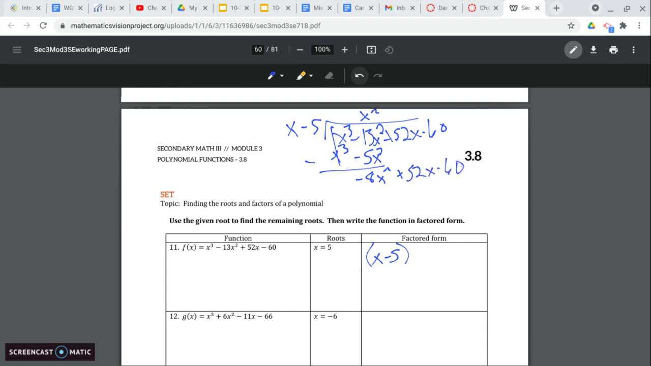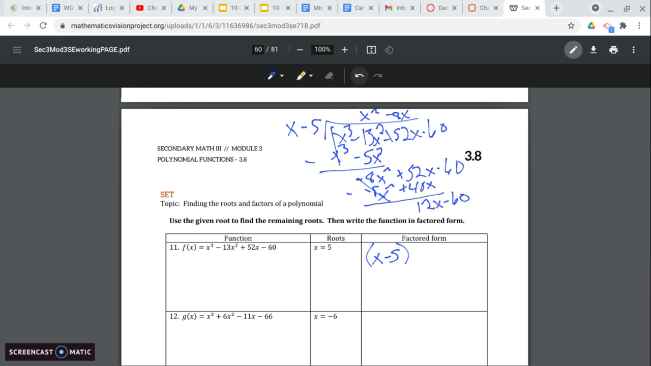x minus 60. So now, what do we have to multiply x by to get to negative 8x squared? Well, a negative 8x. So this becomes negative 8x squared. Negative 5 times negative 8 is a positive 40, so this is positive 40x. We're subtracting these, so these cancel. 52 minus 40 is going to give us 12, so we have 12x minus 60.